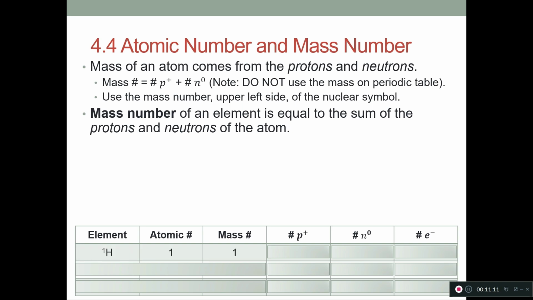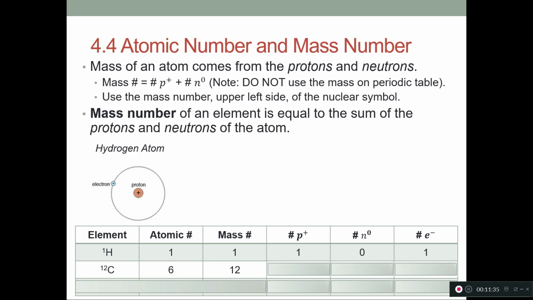So the mass number of an element, like I said, is equal to the sum of the protons and the neutrons of the atom. So for instance, we have hydrogen here. If the atomic number is 1, and the mass number is 1, that means we have just 1 proton and 0 neutrons, because the mass number is the number of protons plus the number of neutrons. So 1 plus 0 equals 1. And we would also have 1 electron, since we're talking about something with no charge here.